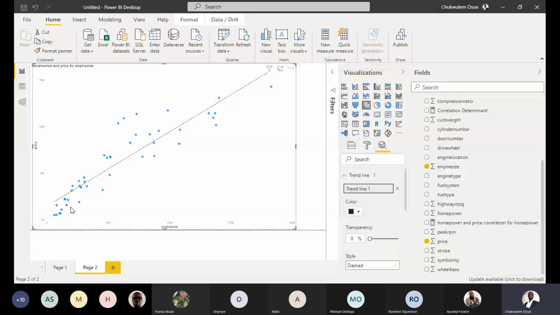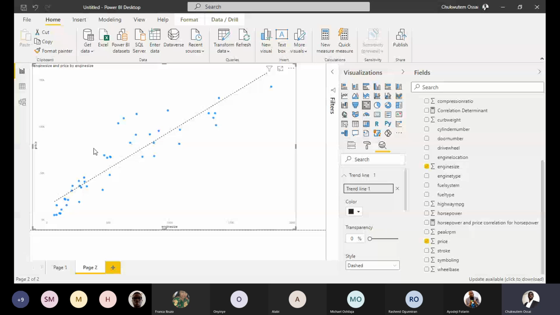So I can tell you from here that the engine size has a positive relationship with the price of the car. So it means that as the engine size of a car increases, there is a possibility that the price of that car will also increase. So if the engine size reduces, there will be a negative relationship, because the price of that vehicle will also reduce.